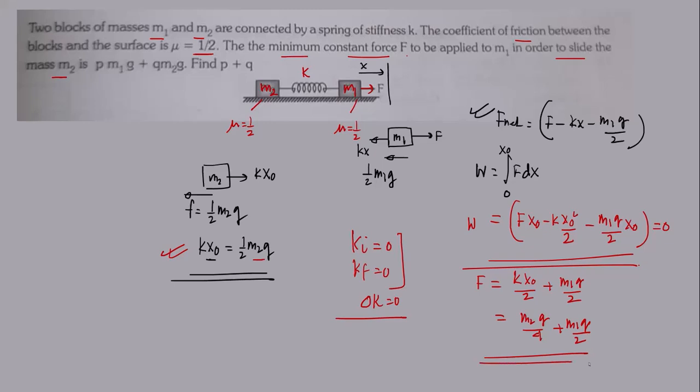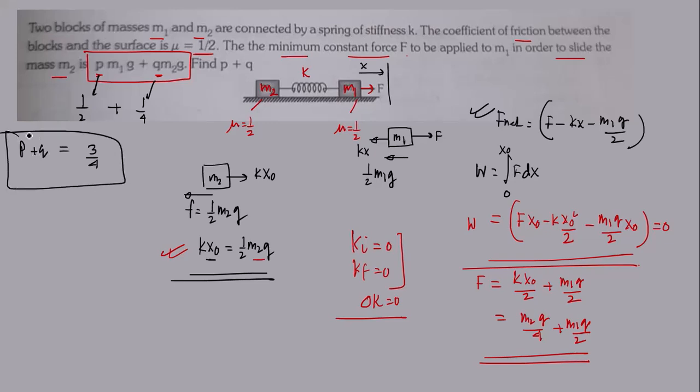In the question you are asked to calculate F in the form of P times m1g plus Q times m2g. P is the coefficient of the m1g part, which we got as half, and Q is 1 by 4. So our answer for P plus Q is 1 by 2 plus 1 by 4, which is 3 by 4. That is your answer. This is the F minimum in order to start the movement of the block M2.